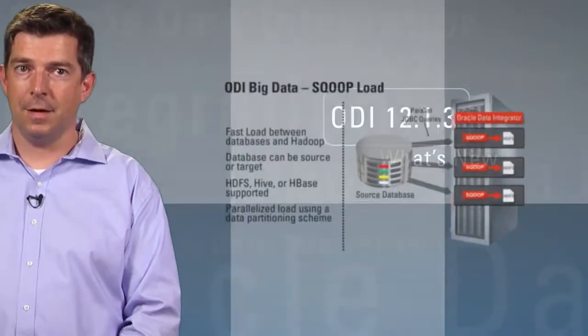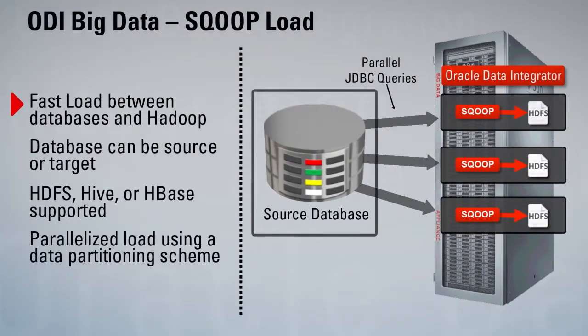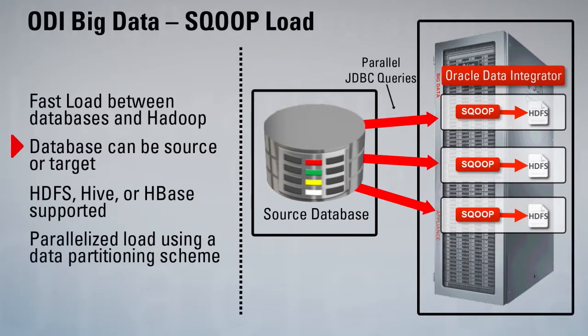We have exciting new capabilities for big data. We now support Apache Sqoop to quickly load data between relational databases and Hadoop. Sqoop starts a number of parallel MapReduce jobs on your Hadoop cluster to load data from your source database into HDFS, Hive, or HBase. This can also be done in reverse, with the database as a target. ODI transparently does all code generation, as the following demo shows.